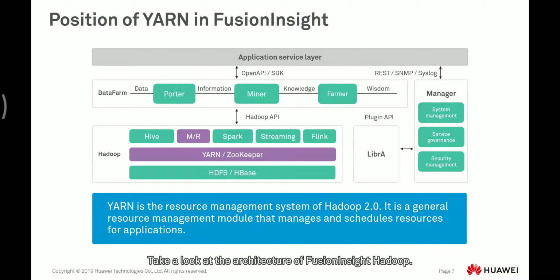Take a look at the architecture of Fusion inside Hadoop. At the bottom is HDFS, which is the storage infrastructure. On top of HDFS is Yarn, which is used for managing and scheduling resources for applications. Then, there are some computing engines above Yarn, like MapReduce, Spark, and Hive. When these computing engines are working, they need to apply resources from Yarn.